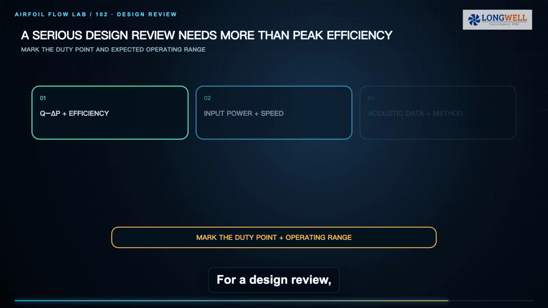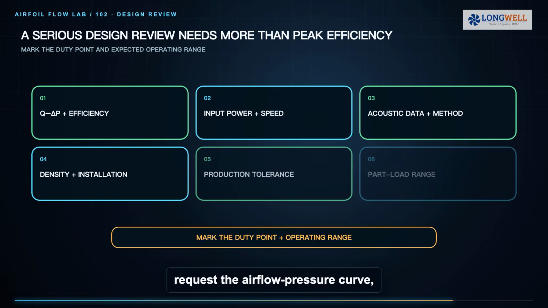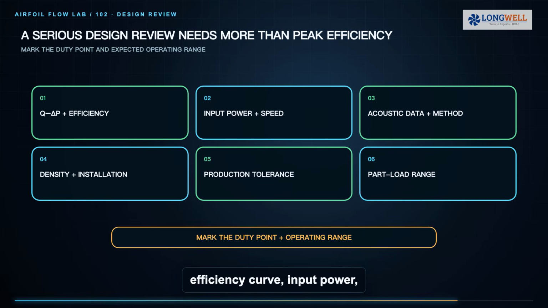For a design review, request the airflow pressure curve, efficiency curve, input power, rotational speed, acoustic data, test standard, density condition, installation category, and production tolerance. Then overlay the required duty point and expected operating range. Ask what happens at part load, not only at one catalog peak.